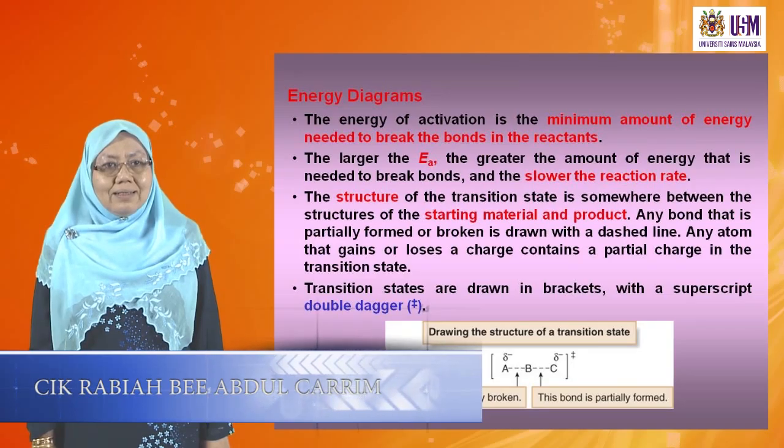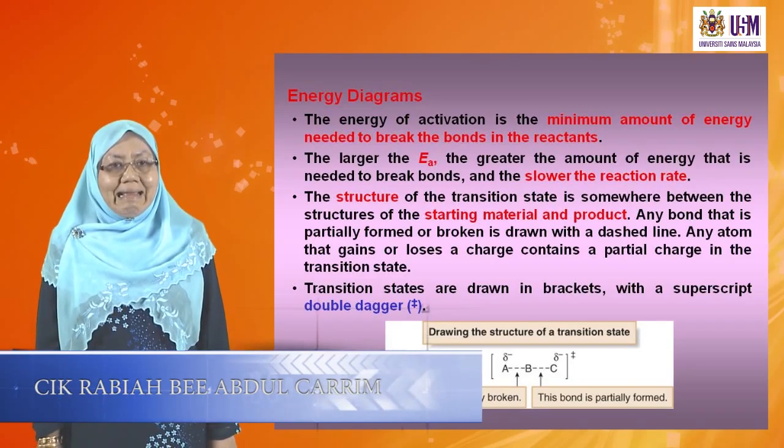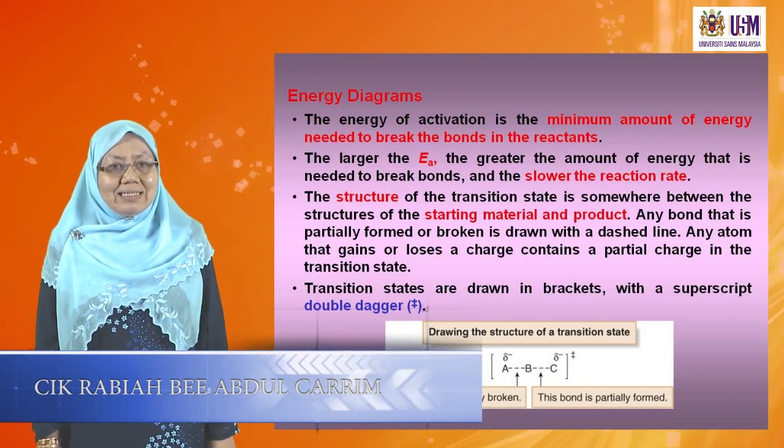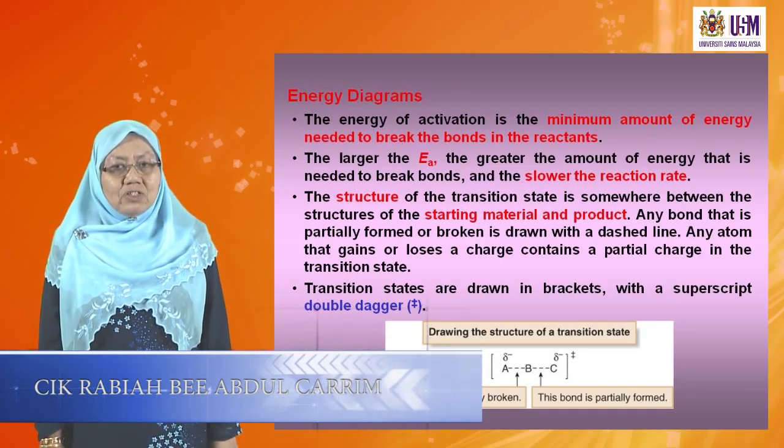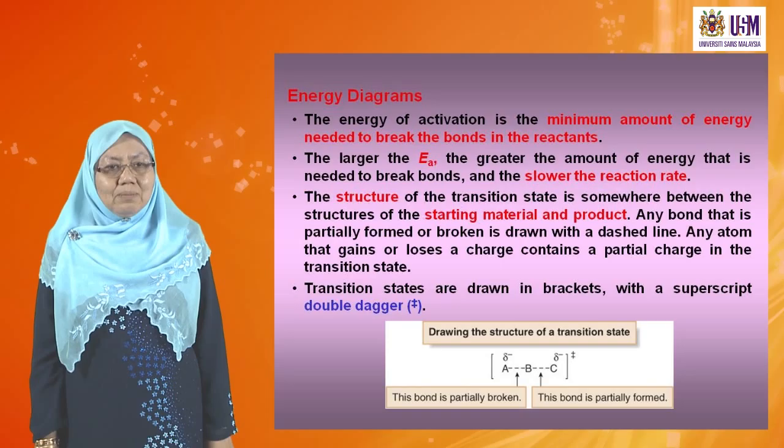Any bond that is partially formed or broken is drawn with a dashed line. Any atom that gains or loses a charge contains a partial charge in the transition state. So transition states are drawn in brackets with a superscript double dagger.